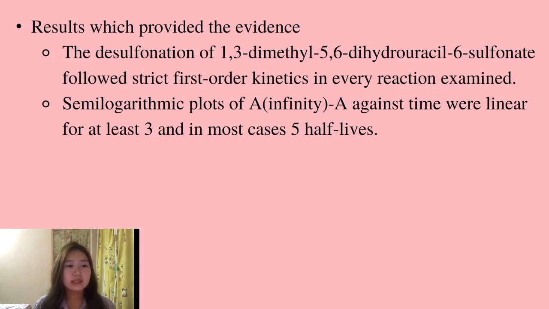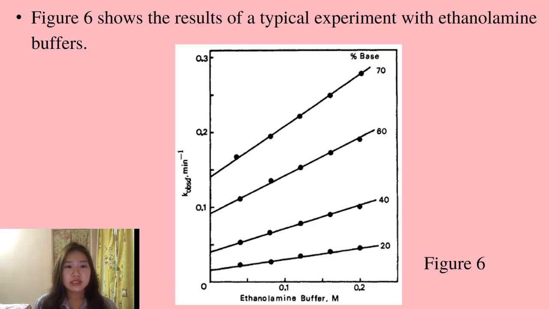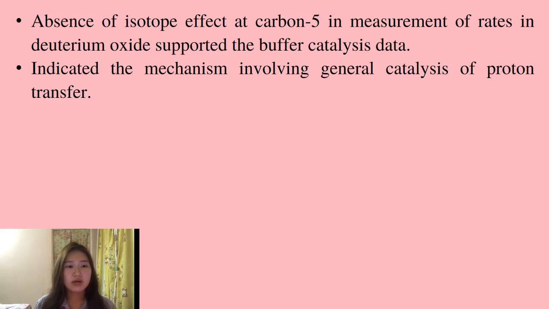The results are: the desulfonation follows strict first-order kinetics in every reaction. Semi-logarithmic plots of A infinity minus A against time were linear for at least 3 and in most cases 5 half-lives. Figure 6 shows the results of a typical experiment with ethanolamine buffers. The absence of an isotope effect at carbon 5 in measurement of rates in deuterium oxide supported the buffer catalysis data, which indicated a mechanism involving general catalysis of proton transfer.